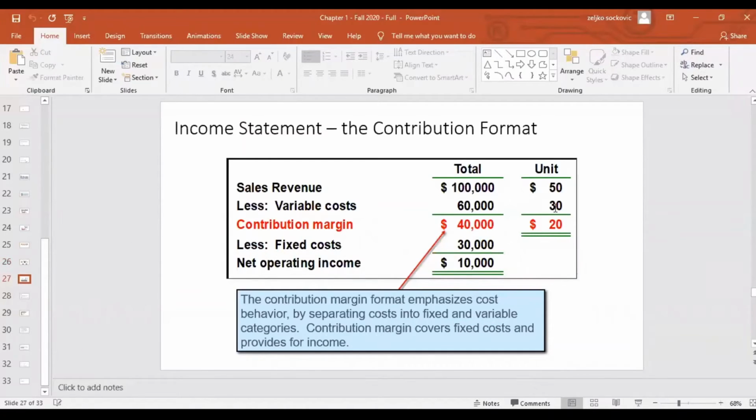So you have this same contribution format just broken down into per unit here, right? Very important concept, this contribution format per unit. So the contribution margin format emphasizes cost behavior. We know this already, variable versus fixed. By separating cost into variable and fixed, the contribution format covers fixed cost and provides for contribution margin, covers fixed cost and then provides further for the income.